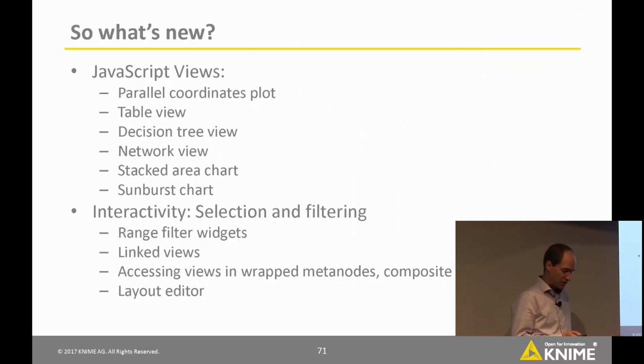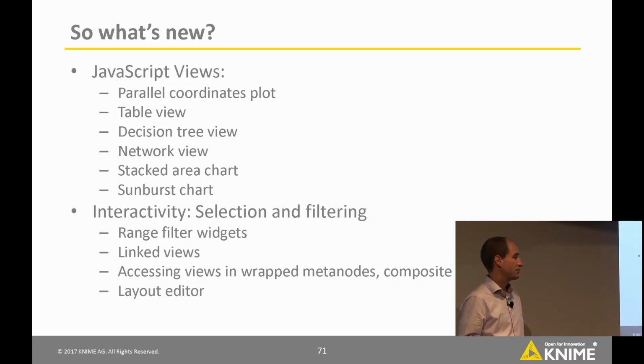Here's a list of what I'm going to be talking about. On the JavaScript view side, I'm going to show you a series: one truncated user story, working with some census data that uses a number of the visualizations, and then some standalone things that show the network view, a stacked area chart, and the sunburst chart. Throughout all of this, I'm going to be taking advantage of new interactivity features that have showed up over the last year.